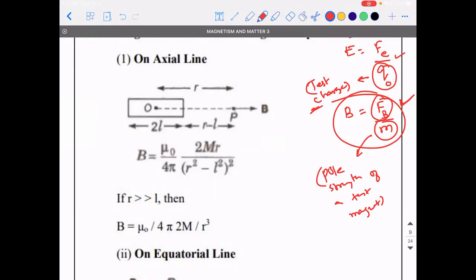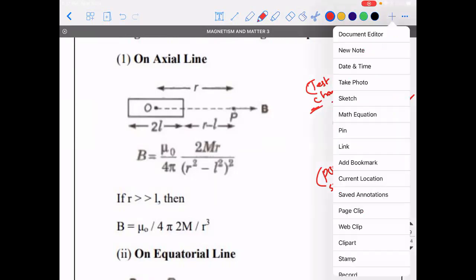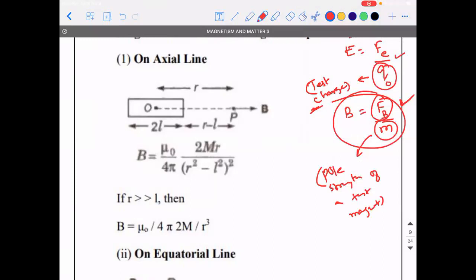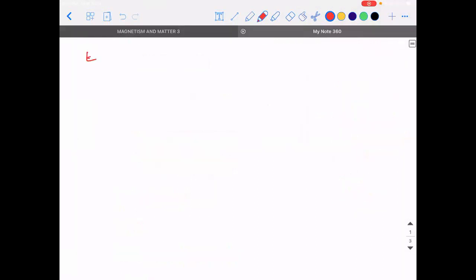Now the question is, what is the value of electric field due to a dipole on the axial point?